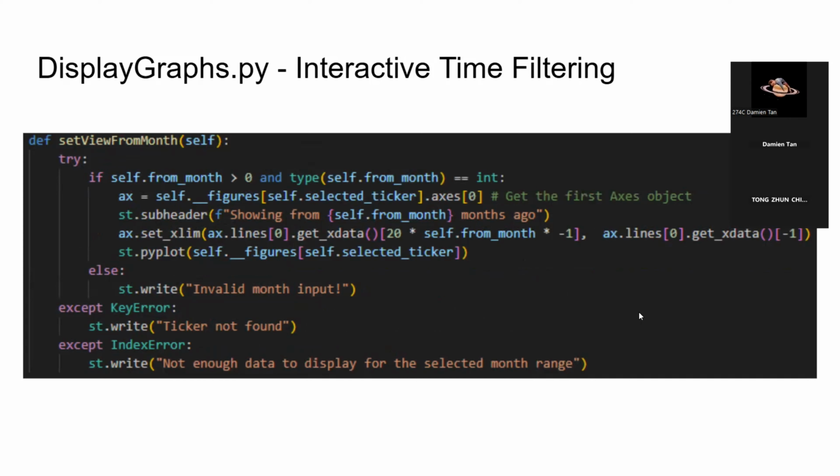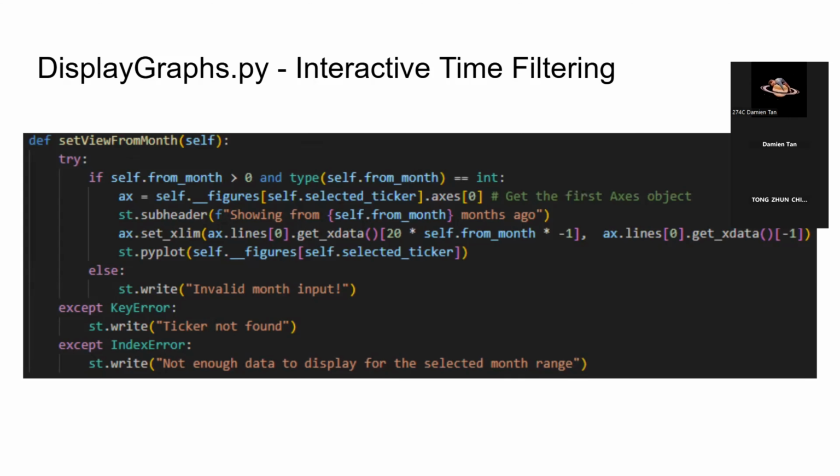Looking at the set view from month, this is one of our most innovative features. Instead of regenerating the entire chart when users want to see different time ranges, we dynamically adjust the x-axis limits. The calculation 20 * self.from_month * -1 converts calendar months to trading days, ensuring financial accuracy. This makes the figure interactive as users can select from which months they would like to view from.